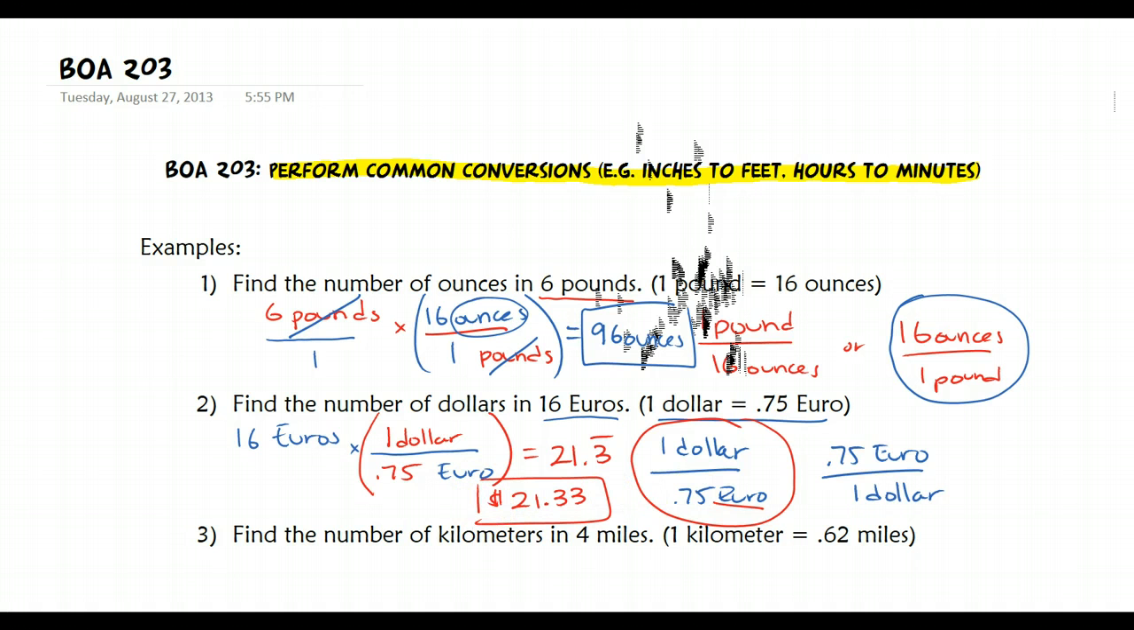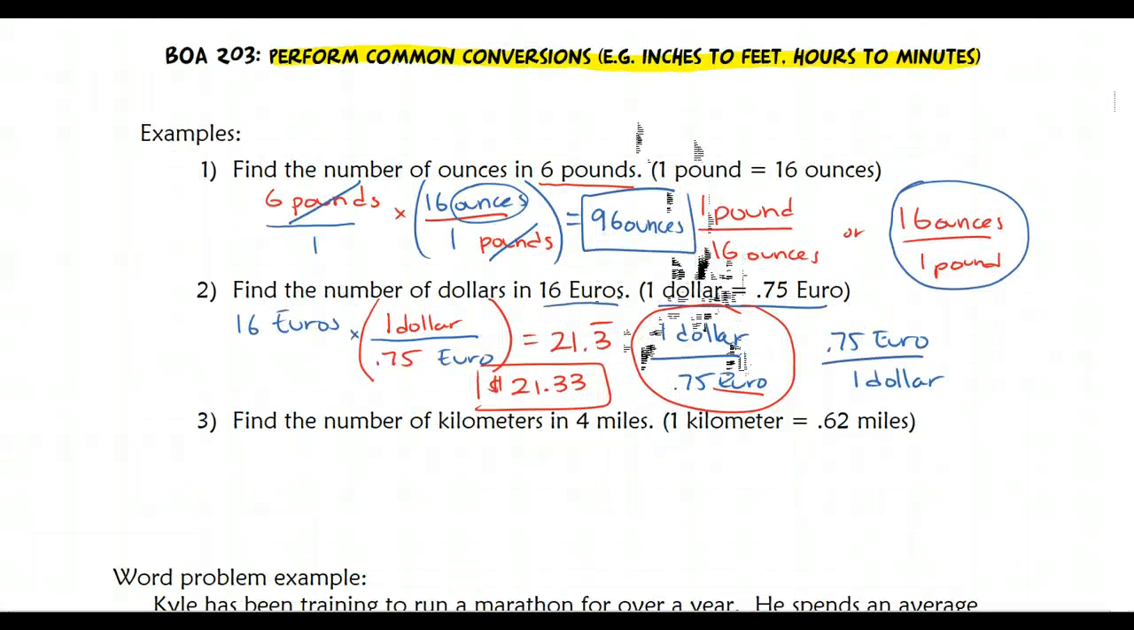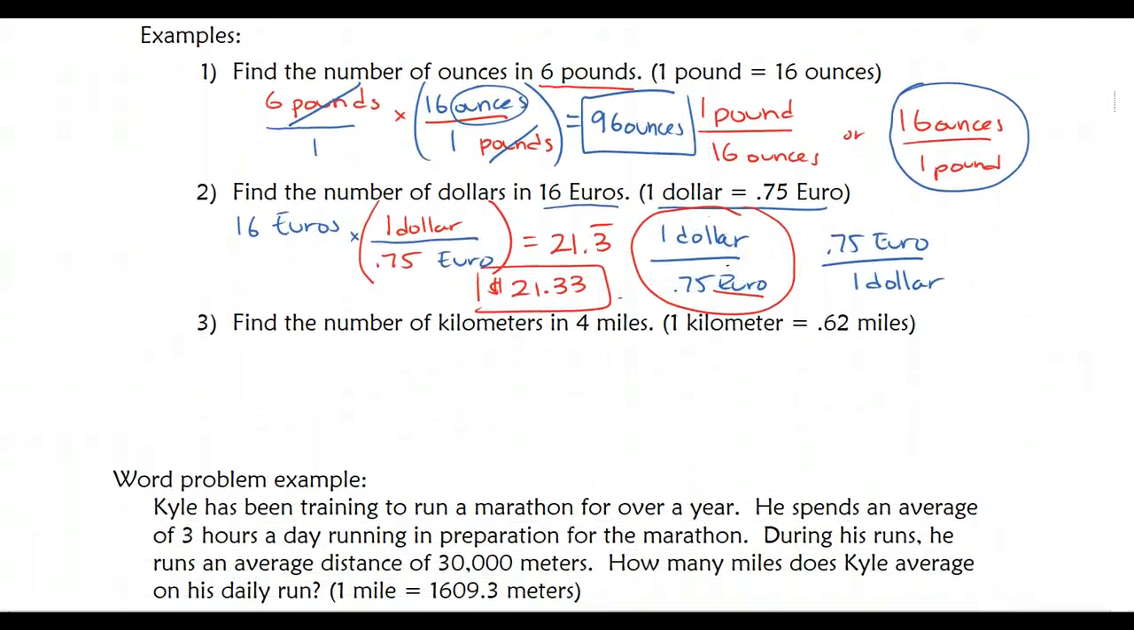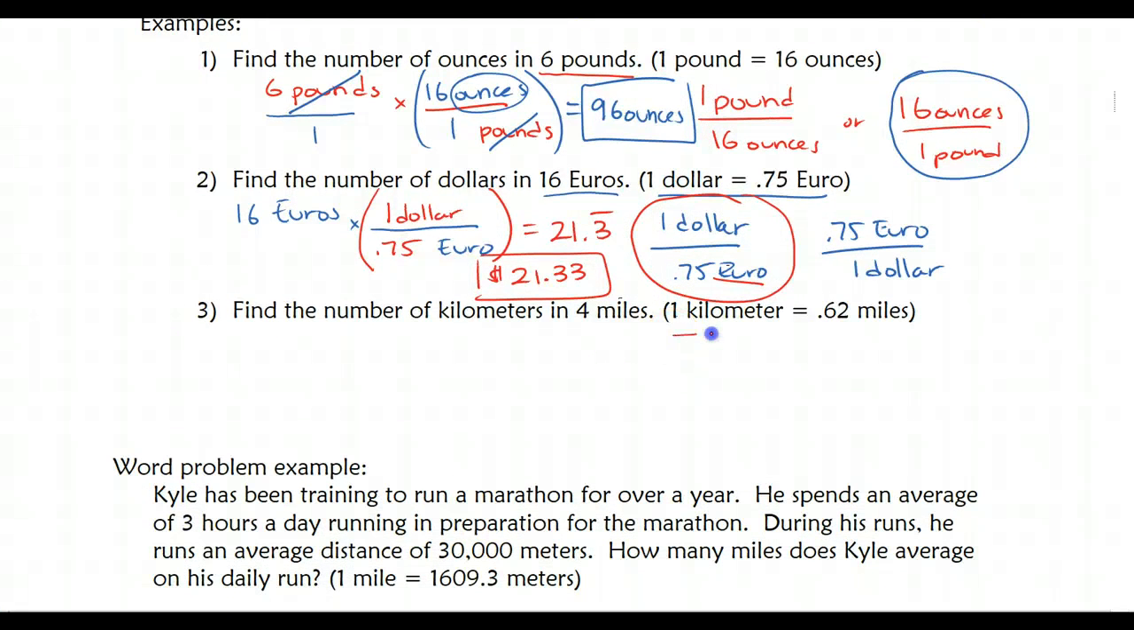$21.33 in 16 euros. Okay, I'd like you to pause here, and I want you to try number 3 on your own. Number 3 asks you to find the number of kilometers in 4 miles. And off to the right here they have the conversion, 1 kilometer equals 0.62 miles. So go ahead, pause, and try this problem please on your own.